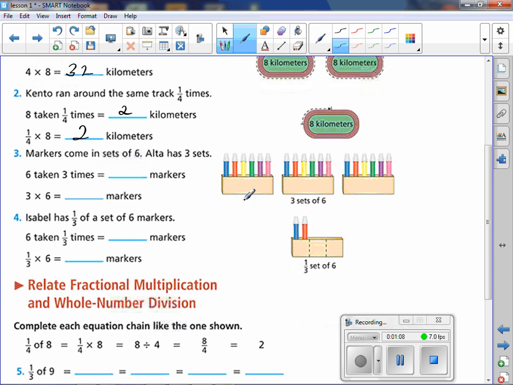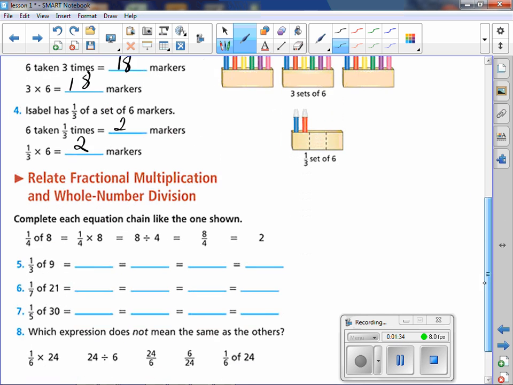Here's another example. Markers come in sets of 6. Alta has 3 sets, you can see those here. 6 taken 3 times is 18 because 3 times 6 is 18. Isabel has lost 2/3 of her set, so now she only has 1/3 left. 1/3 of 6 is 2. You can see her 2 markers sitting over here. 1/3 times 6 is 2 because 6 divided by 3 is 2.